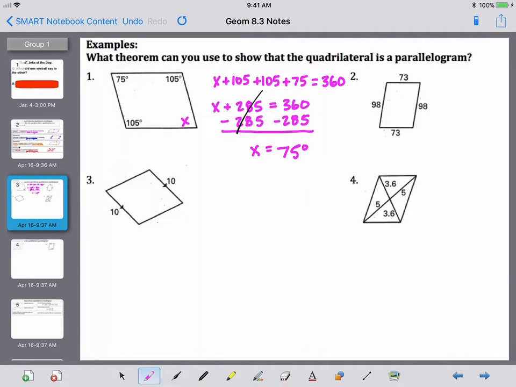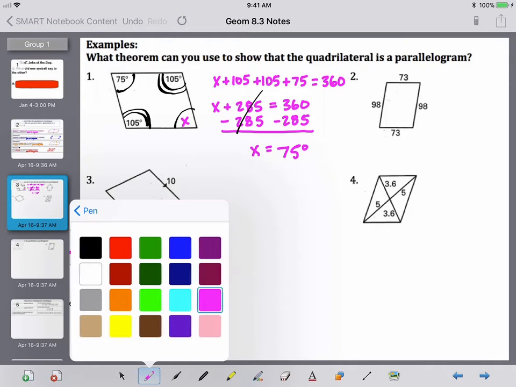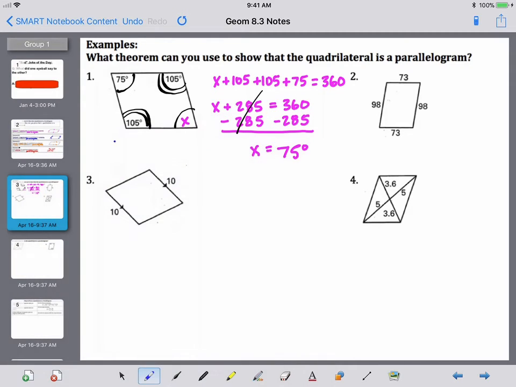So now if we look here, I've got this angle and this angle, those acute angles are congruent, and these obtuse angles are congruent. So since that's true, if we remember from up above, theorem 8.8 is the reason that I can say this really is a parallelogram, because I showed that the opposite angles are congruent to each other.